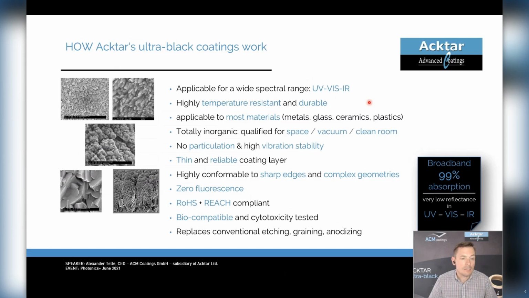So we can apply the coatings to almost every metal, but also to glass, ceramics, silicon, and also to temperature resistant plastics. Our coatings are inorganic, and they are qualified for demanding applications like for space, for ultra high vacuum, but also for clean room and semiconductor environments.